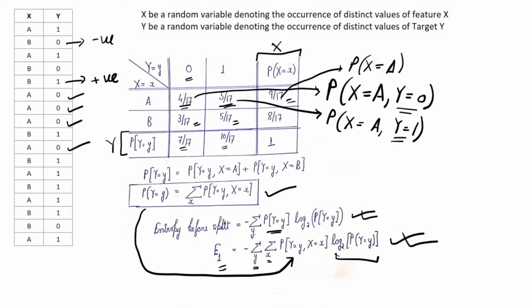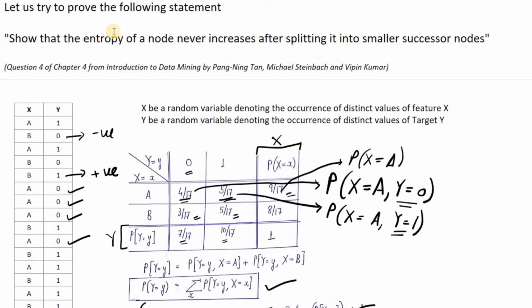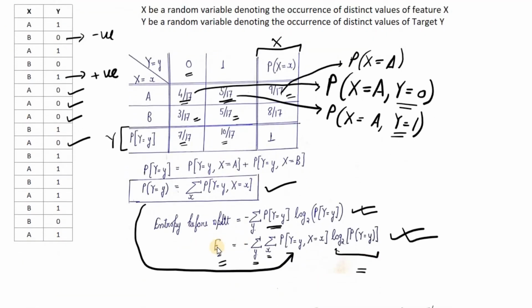We were able to find the entropy before split, which was pretty much generalized. Even though we started with an example for our own understanding, just to illustrate how we are able to get a PMF from a joint PMF, I created this numerical example, but the result obtained over here is pretty much a generic result, independent of the distinct values x can take. So this is the E1, and if I see my proof statement which we needed to prove, this is going to be the entropy of my parent node. So this is what we needed to prove, that the entropy of a node will never increase after splitting into smaller successor nodes. Now we have the entropy of the parent node as E1.